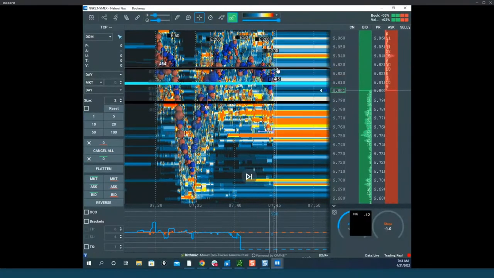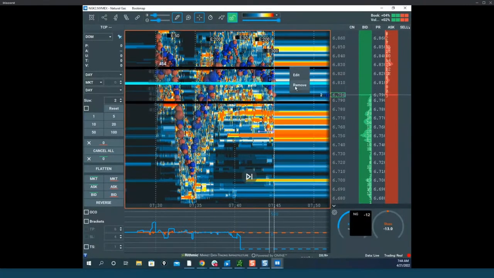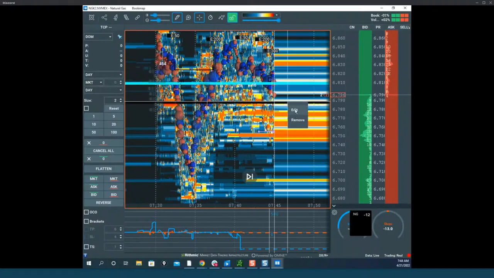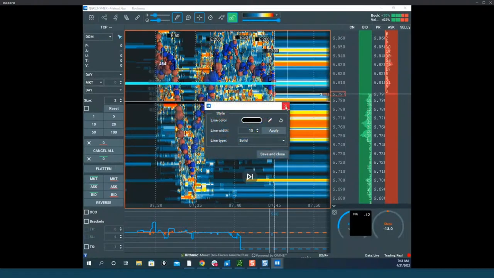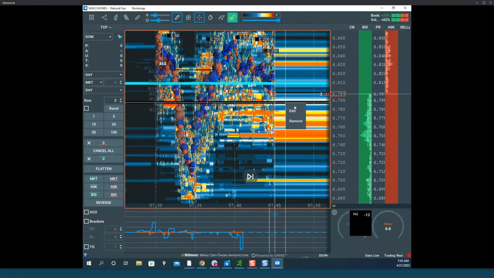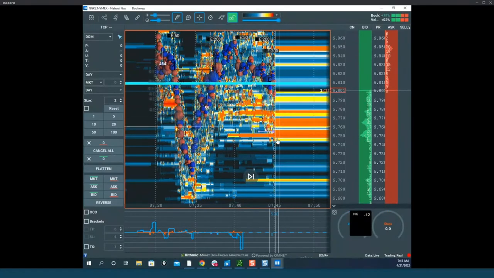I'm going to delete that right now, and I'm going to delete this ice zone and make a new one because it's in the same exact area. But this is still coming in. Look at this. This is huge. You're going to see a major move off of this iceberg, I can almost promise you.